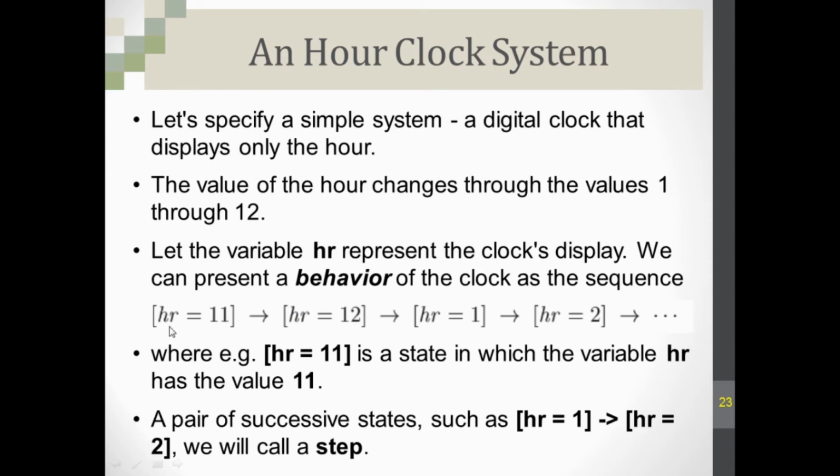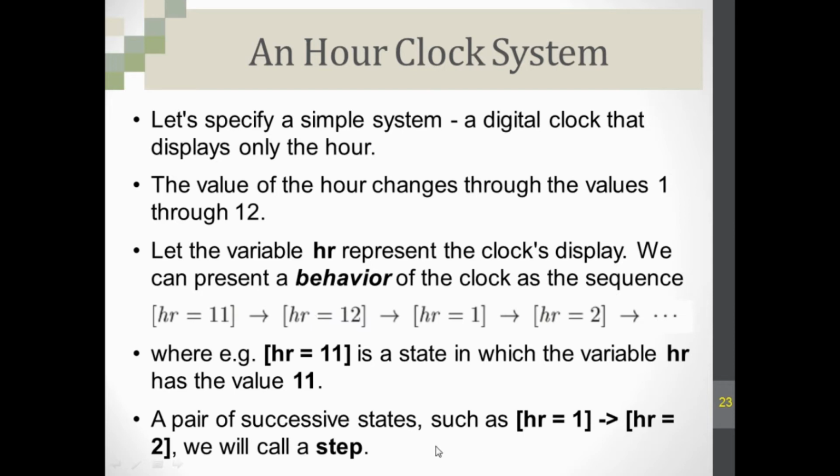As we see, if the hour is 11, it moves to 12, and then back to 1, and then next 2, then 3, 4, 5, until 12, and then back to 1. So this is the behavior of the system. The behavior is the change of the variables. Whatever variables you have in your system, the change of these variables is the behavior. One thing more is the step. Once we change from 11 to 12, this change from 11 to 12 is the step.